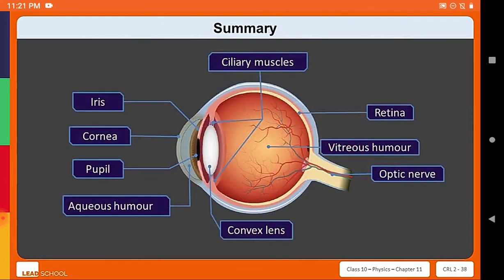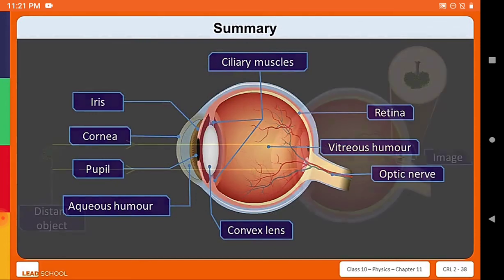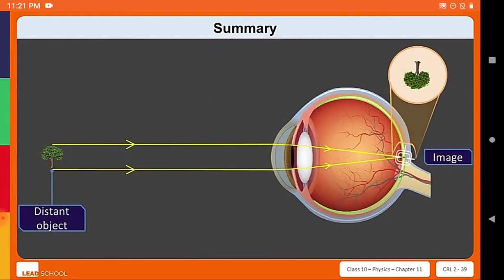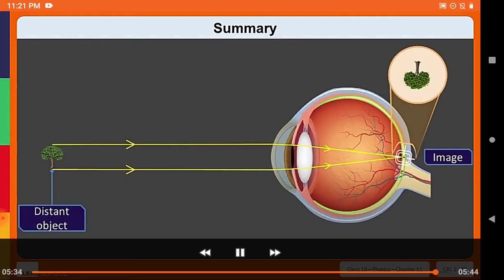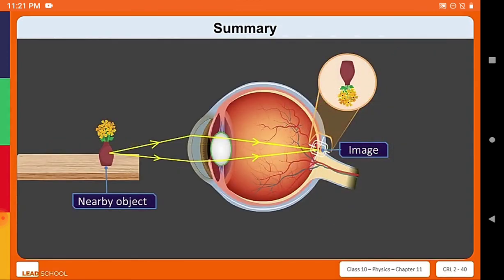So, today we learned about the structure of the human eye and how it functions effectively, enabling us to see distant and nearby objects.